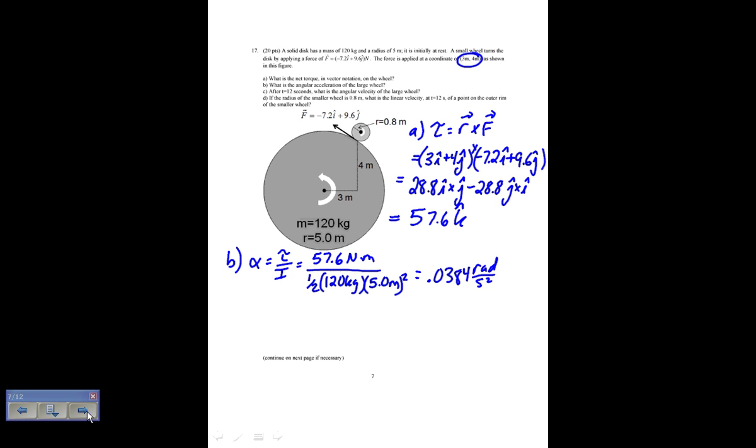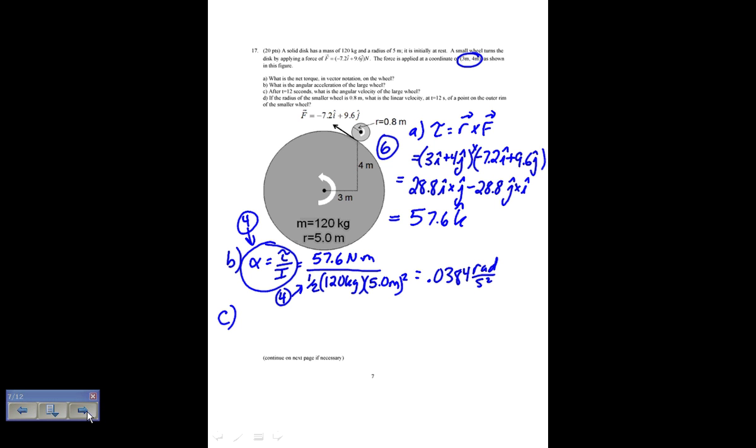Well, let's see. So I counted this part A as 6 points, and I counted part B, I counted this part 6. I counted this part, just finding the moment of inertia, as 4 points, and then this part as 4 points as well.